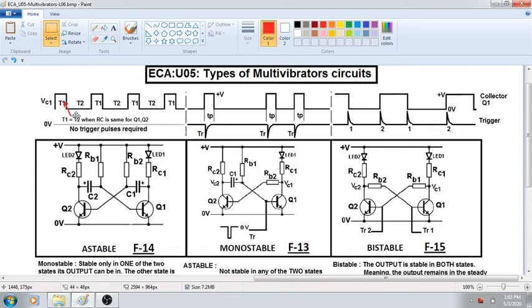Now who decides T1 and T2? Obviously these circuit components will decide, especially the resistors and capacitors, these two. Supposing these two RC and RC are the same, these two values and these two values are the same, then obviously T1 and T2 must be equal. If they are not the same, then T1 and T2 will be different. Sometimes this can be more, this can be less. They are not equal. Whatever the values of RC, depending on that, the output at Q1 or Q2 will be decided.